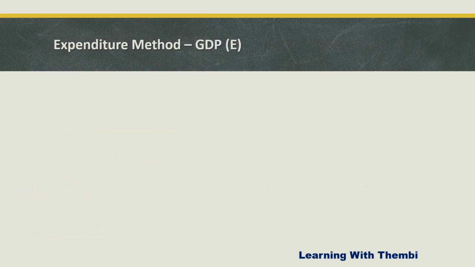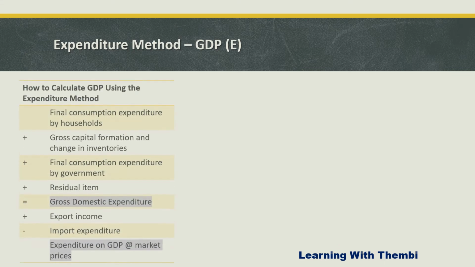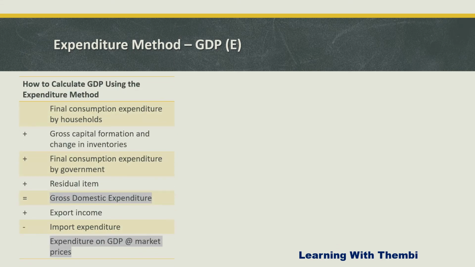Like we have said, we've got three methods of calculating the GDP. So the expenditure method is our last method for calculating the GDP. And this is where the GDP is determined by calculating the total expenditure on all final goods and services within the borders of the country. So we are looking at expenditure made by the participants of the economy. That is the expenditure made by households, the government, the businesses, and also the foreign sector.